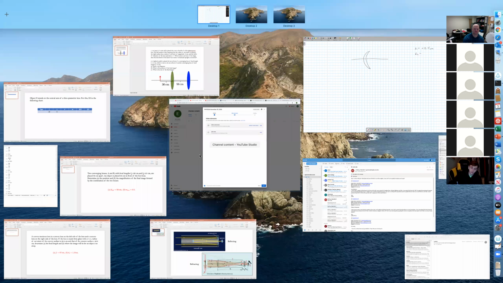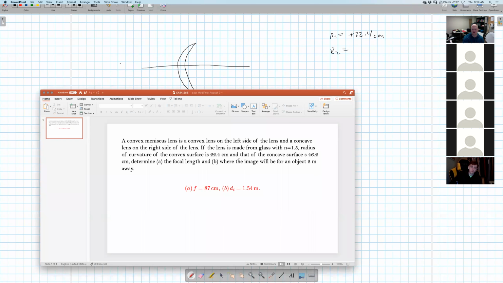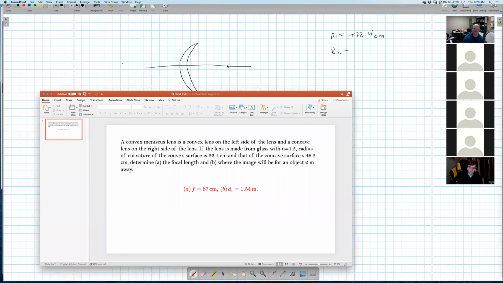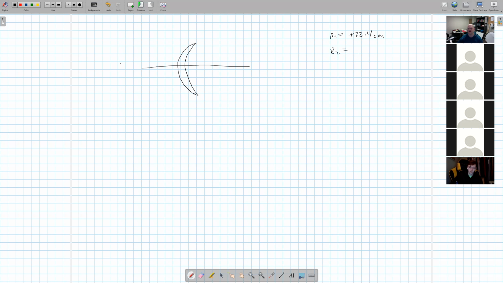R2 then, the concave side, is 46.2 centimeters. So in this case, all that means is that this guy is negative, right? So I have a negative 46.2 centimeters. And we know this is made out of glass where the index of refraction is 1.5, and that's it. So from here, what it wants to know is what is the focal length, and then where would the image be if the object is 2 meters in front of this particular lens. So good. So let's look at part A first.